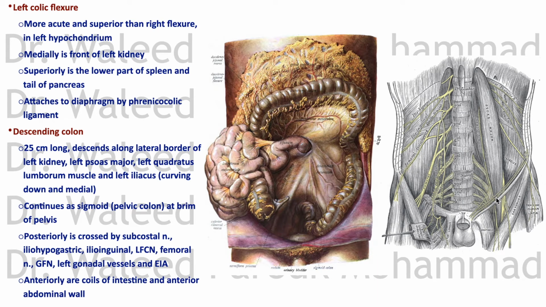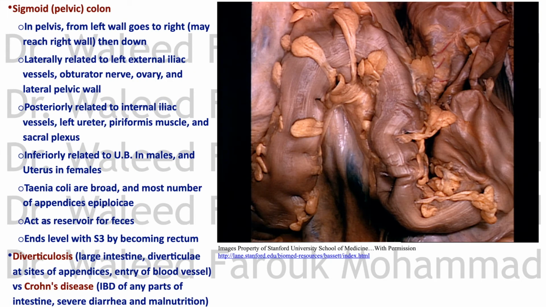So it's easy. The posterior relations of the descending colon are the same as the posterior relations of the ascending colon on the right side, plus the subcostal nerve and vessels, plus the psoas major with structures on top: the ureter, with the genitofemoral nerve deep and the gonadal vessels superficial to it. Okay, of course, anteriorly you have coils of intestine and the anterior abdominal wall.